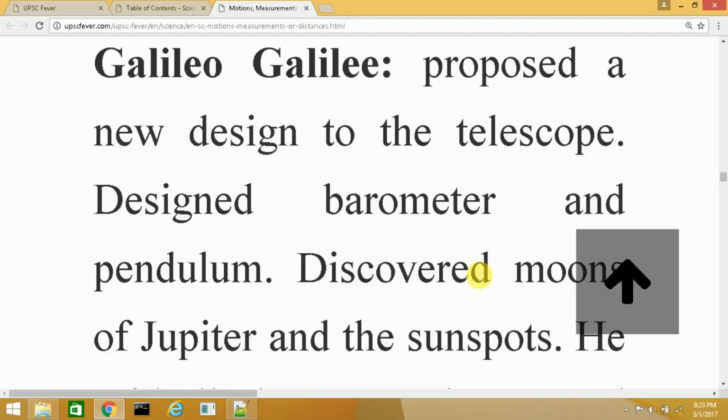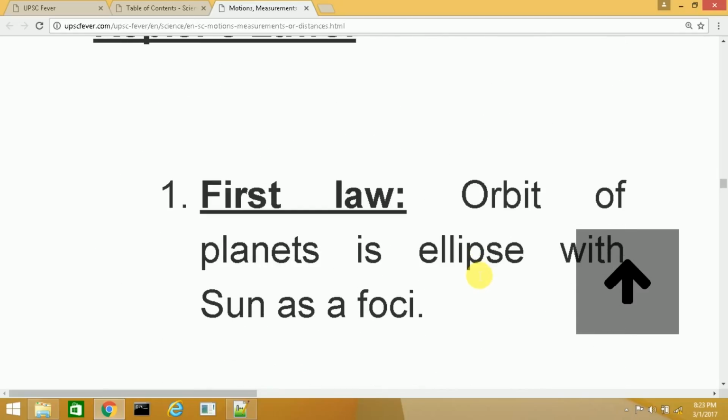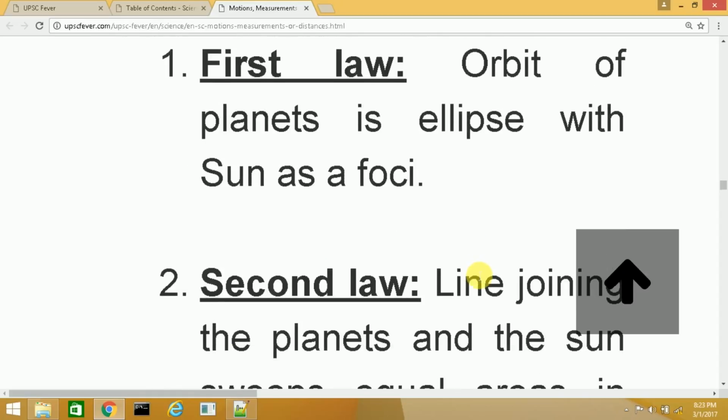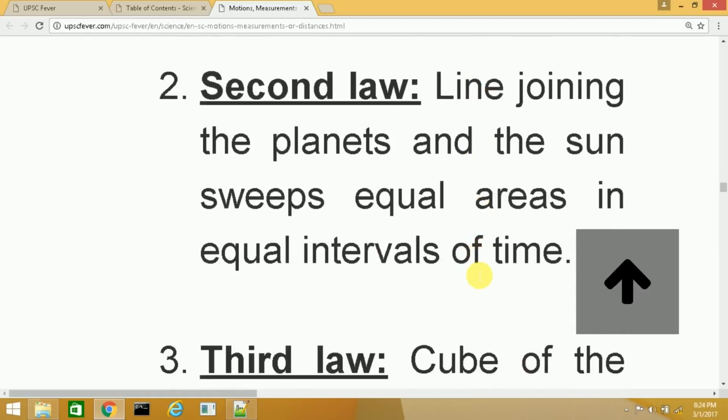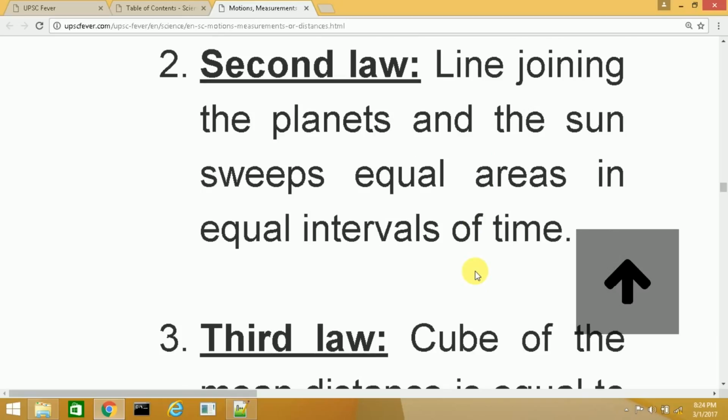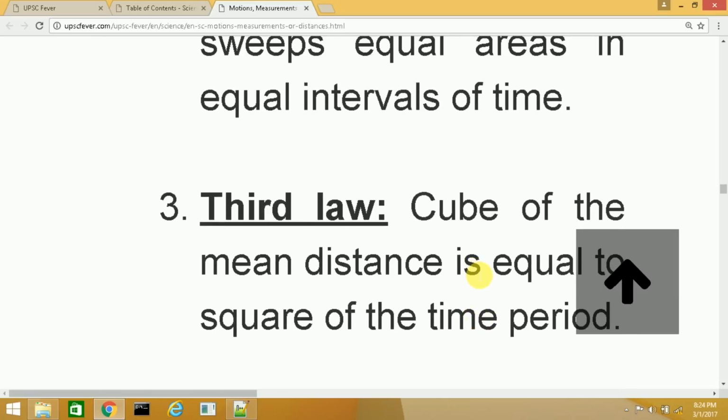Finally, the three Kepler's laws are mentioned in the chapter. First is the law of orbits. This says that the orbit of the planet is elliptical with the sun as one of the foci. Every ellipse has two foci and one of them is the sun. The second law says that the line joining the planet and the sun covers equal areas in equal intervals of time. And finally, the third law says the cube of the mean distance is proportional to the square of the time period. And it is this third law that also helped Newton frame his law of gravitation.